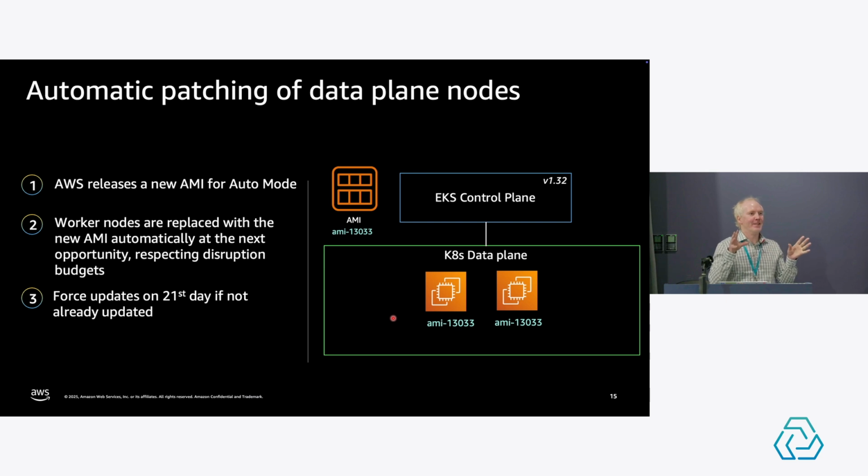An important point to note here is that you can control that. You can set node disruption budgets and pod disruption budgets. So you can say, okay, listen, we want only 10%, for example, of our data plane nodes to be upgraded at a particular time. But if nothing else happens, within 21 days we will restart those nodes and upgrade them. And this is in line with security best practices.